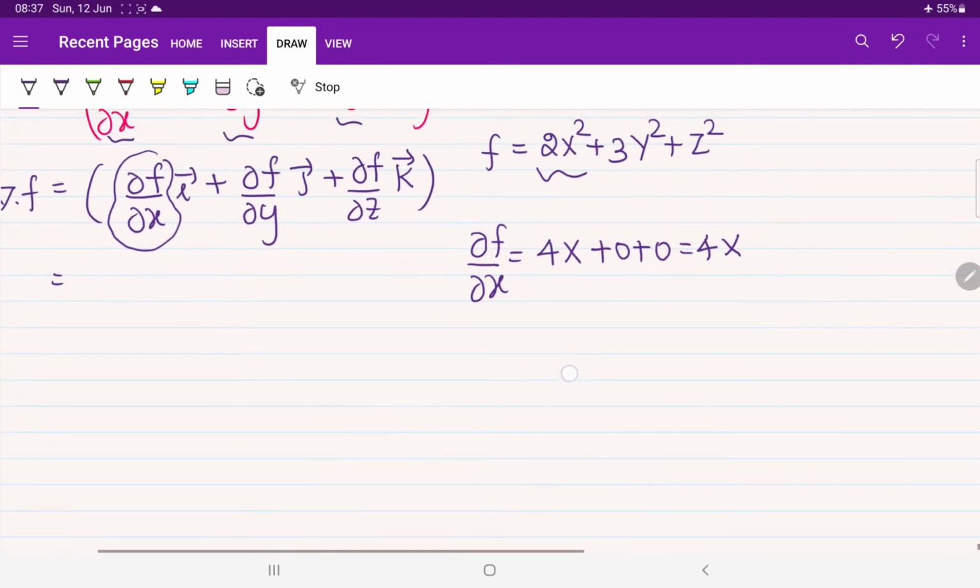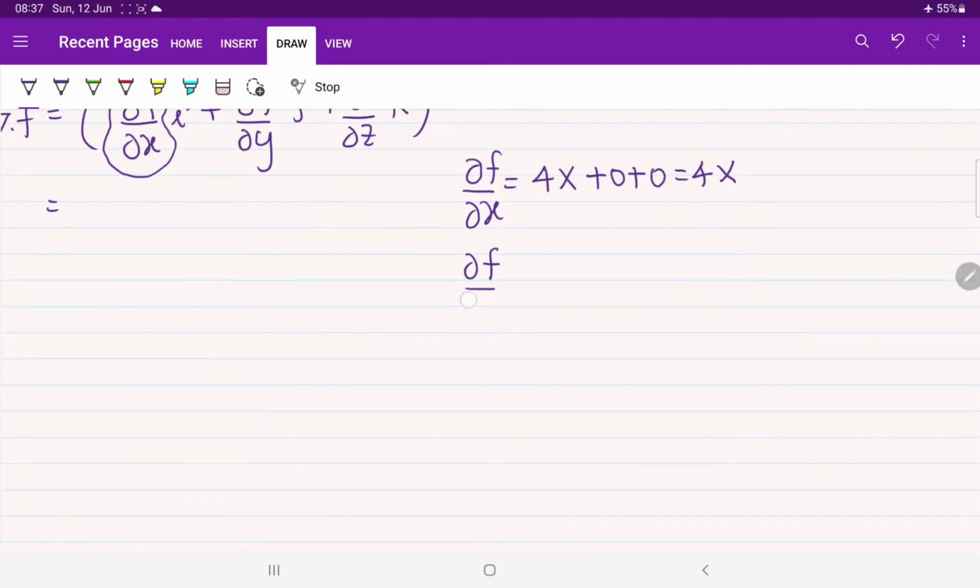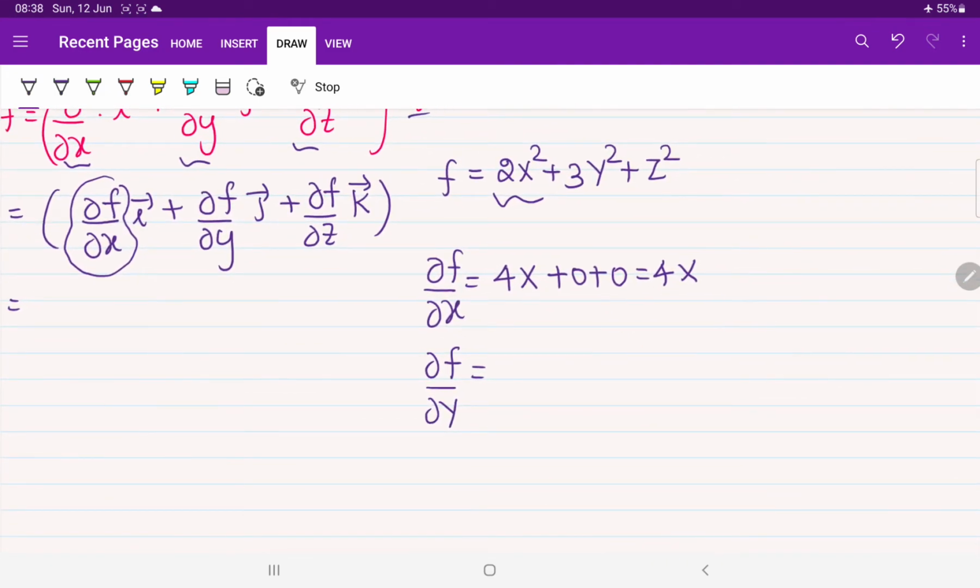Let us take the second one. It means I am going to differentiate the same function with respect to y. What will happen? X and z are going to be treated as constant, so those terms will become 0. Differentiation of y square will become 2 times of y, already 3 is there, it will become 6 times of y. Z will be 0. So the resultant answer will be 6 times of y.